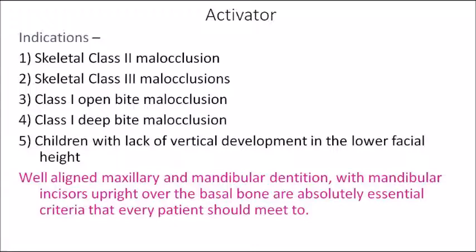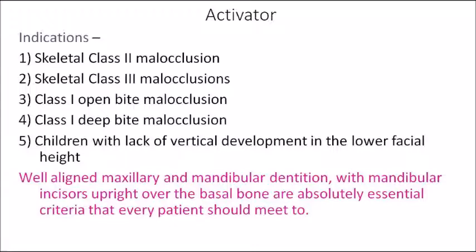Now the second scenario where the activator is indicated is skeletal class 3 malocclusions. Also in class 1 malocclusions with open bite and deep bite. So these are the four scenarios: skeletal class 2 malocclusions, both division 1 and division 2, skeletal class 3 malocclusions, class 1 open bite malocclusions, and class 1 deep bite malocclusions. In addition, the activator is indicated in children with lack of vertical development in the lower facial height. So if there is a reduced lower facial height, then also the activator is indicated.